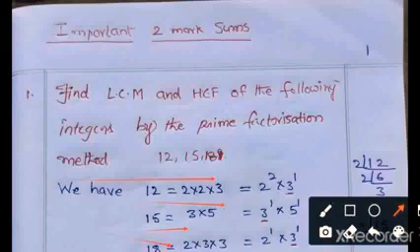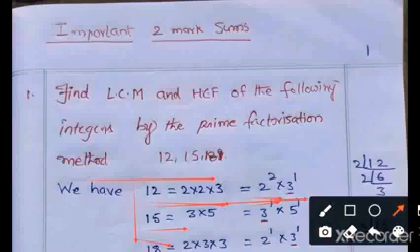Here we have expressed these three numbers with factors. 12 is expressed as 4 into 3, that is 2 into 2 into 3. 2 into 2 means 2 square, and 3 means 3 power 1. So 12 can be expressed as 2 power 2 into 3 power 1.